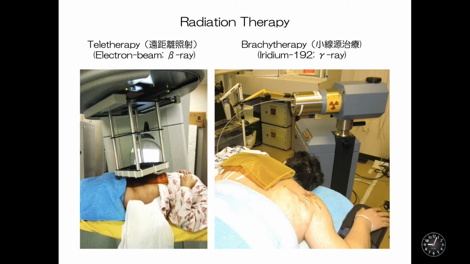We have used mainly beta ray electron beam, but sometimes we have used brachytherapy.